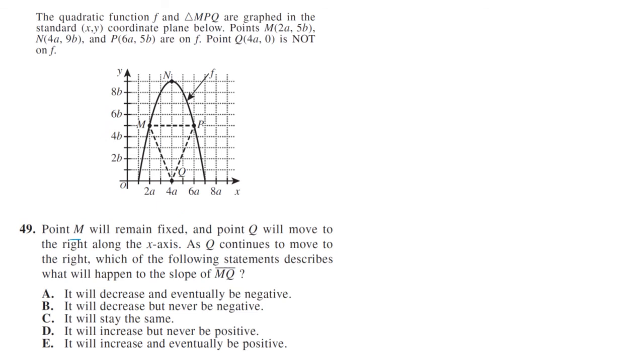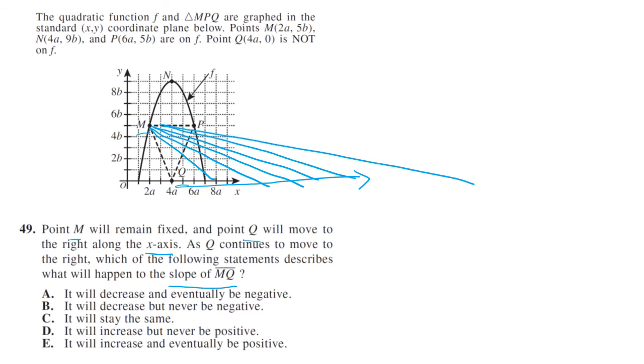Point M will remain fixed, and point Q will move to the right, so it's moving in this direction along the x-axis. As Q continues to move right, which of the following describes what will happen to the slope of MQ? So we're going this way, right? So Q continues to move. So what's going to happen? What's happening to the slope as we continue to move? Okay, it will decrease and eventually be negative.